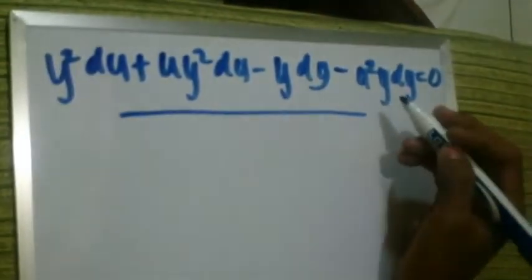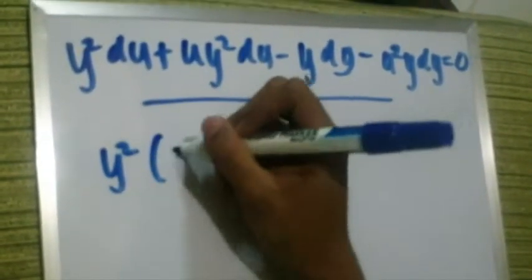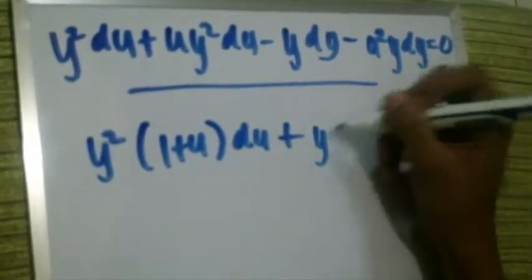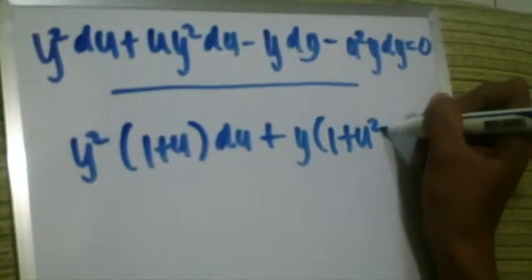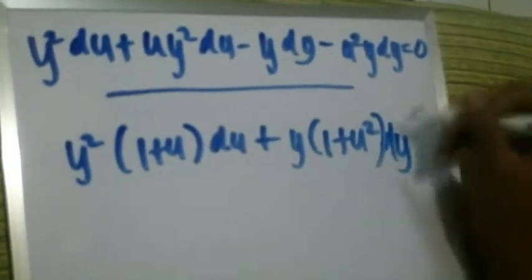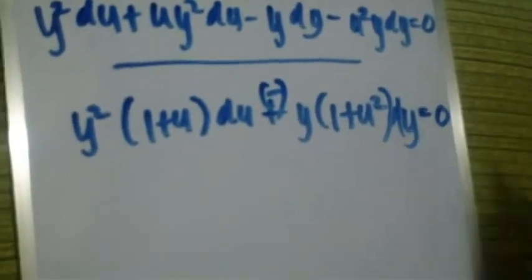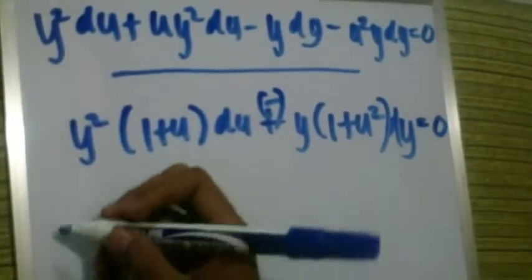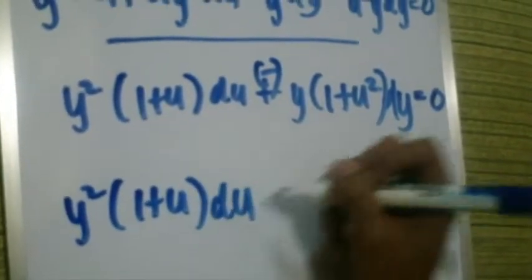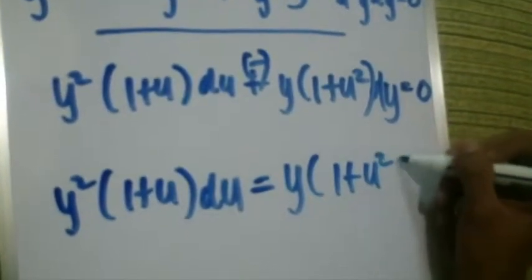From this equation, we factor out the same variables, that is y squared times 1 plus u du plus y times 1 plus u squared dy. Negative here. It's equal to 0. Then we transfer this to the other side, that is y squared times 1 plus u du is equal to y times 1 plus u squared dy.